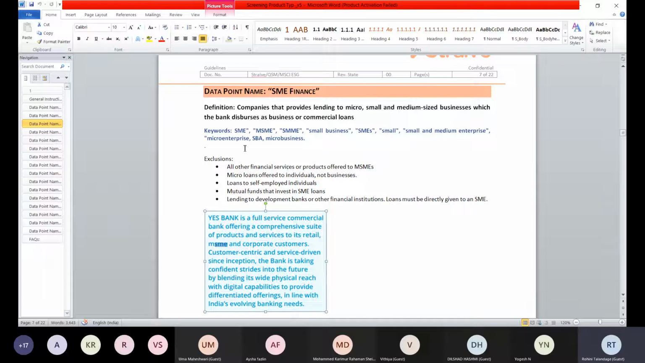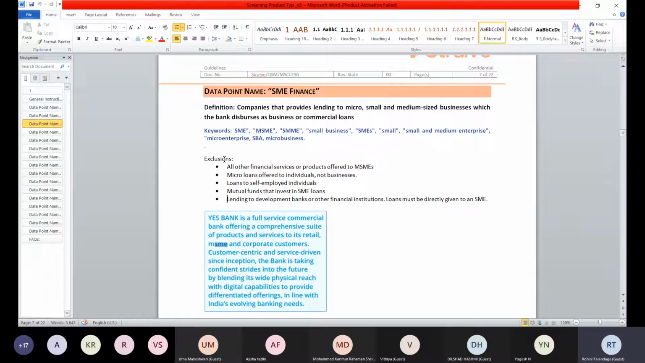Now we have some keywords here like SME, MSME, SMME. So all these keywords you can use to find out whether they are providing any lending services to the SMEs, like micro, small and medium sized businesses.